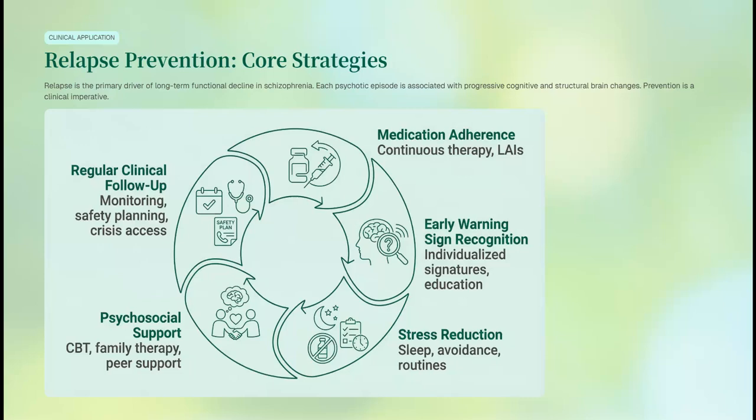Okay. There are 5 different strategies that work together. One is medication adherence. That's the foundation. Continuous antipsychotic therapy is critical because if they feel better, they want to come off of the medication and then they're going to relapse. So they need to stay on the medication.